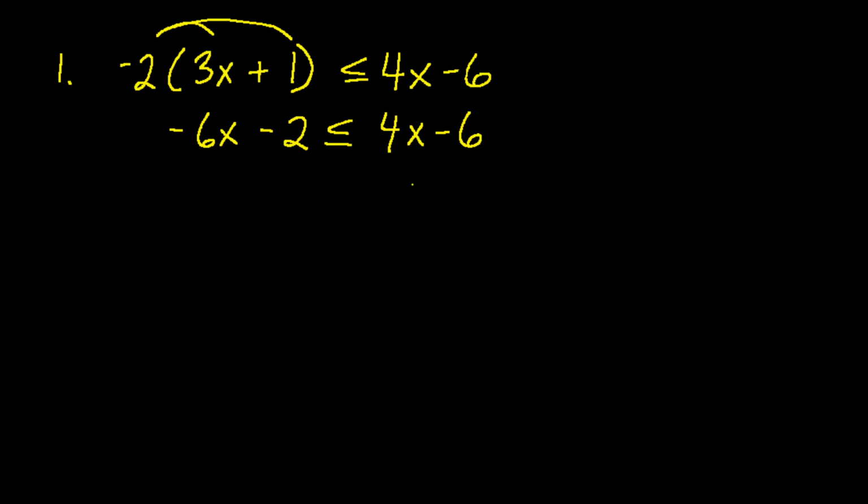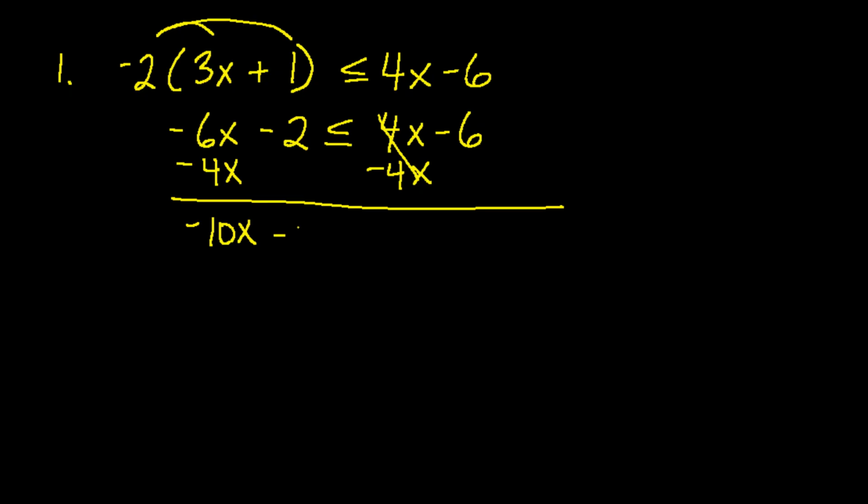Next, we want to get all of the x terms to one side of the equation. I will move them to the left by subtracting 4x from both sides. This will give me -10x minus 2 is less than or equal to -6.